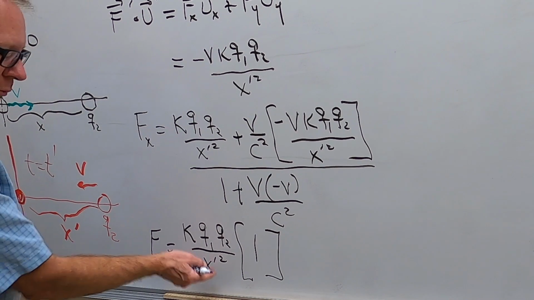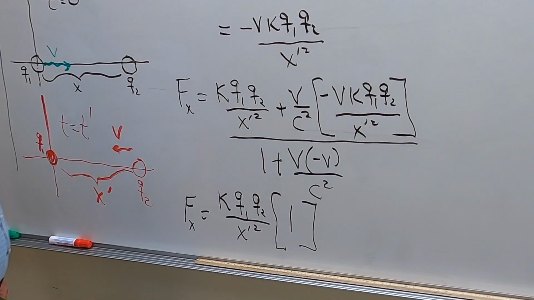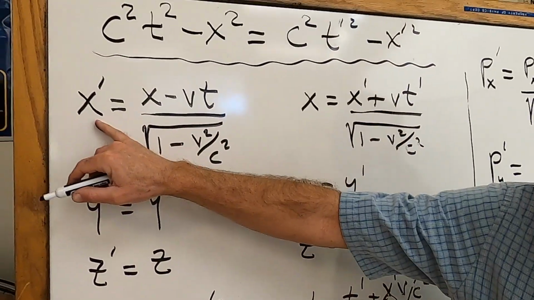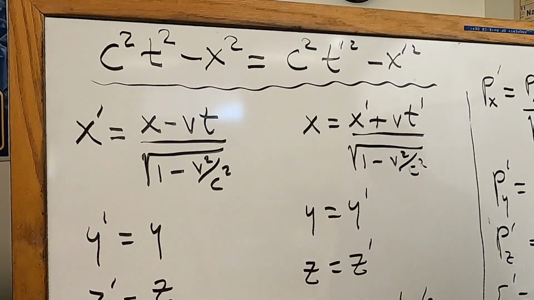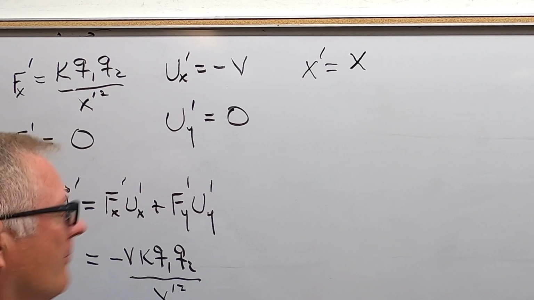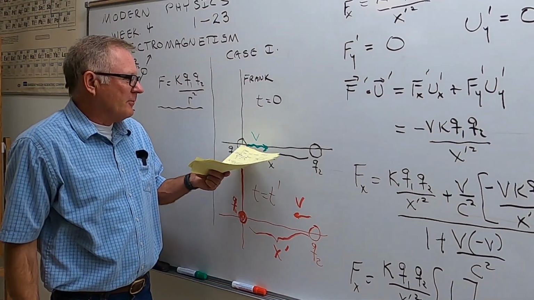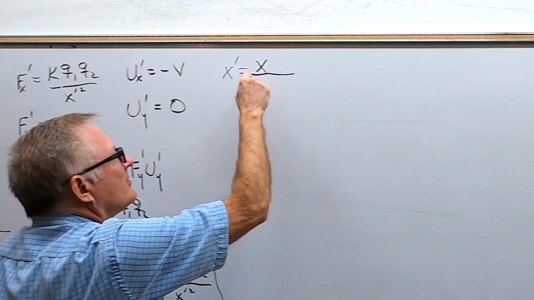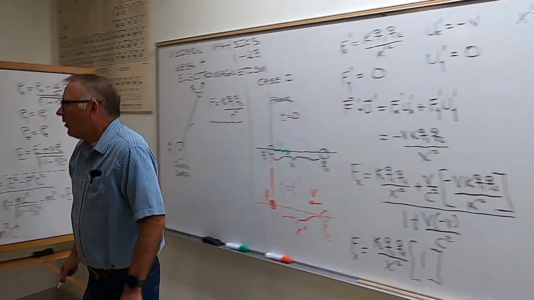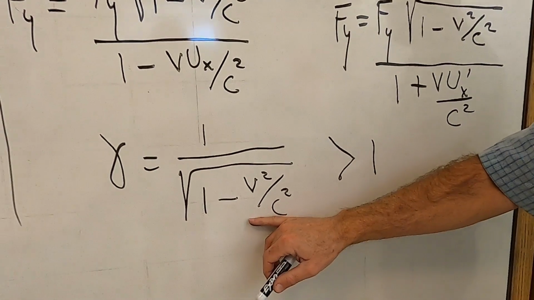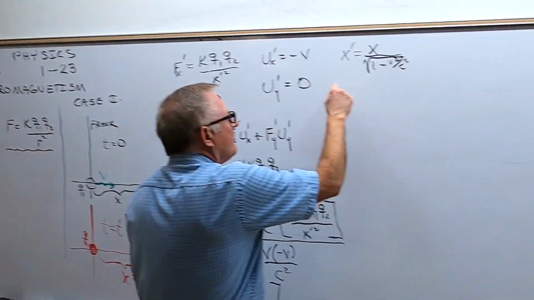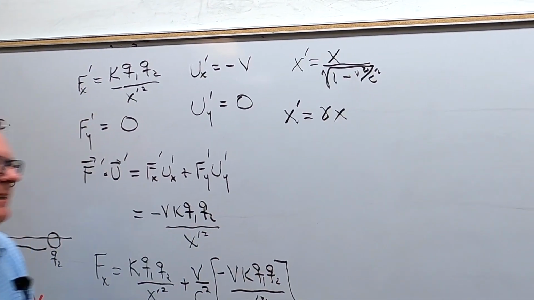And now, the only thing is I don't want any primes here, so I need to turn my x prime into x. But we have our equation from right here. x prime is just this right here. So from right here, x prime is equal to x minus v times t, but t we said was 0, so that's 0, divided by the square root of 1 minus v squared over c squared. What I'm going to do right now is, you noticed over here, we called gamma 1 over the square root of 1 minus v squared over c squared, and it was always greater than 1. I'm just going to leave it as gamma instead. So this x prime is just gamma times x. I'm just going to leave it like that.